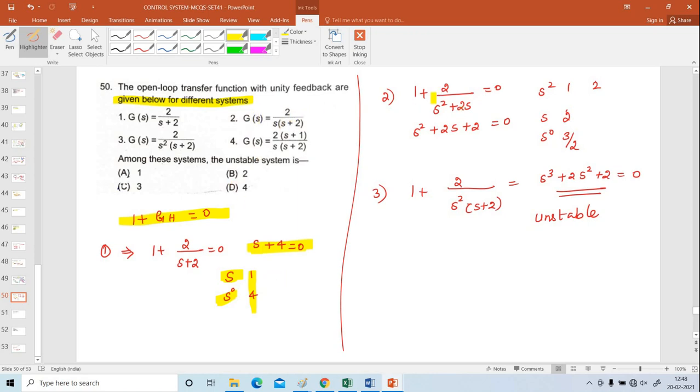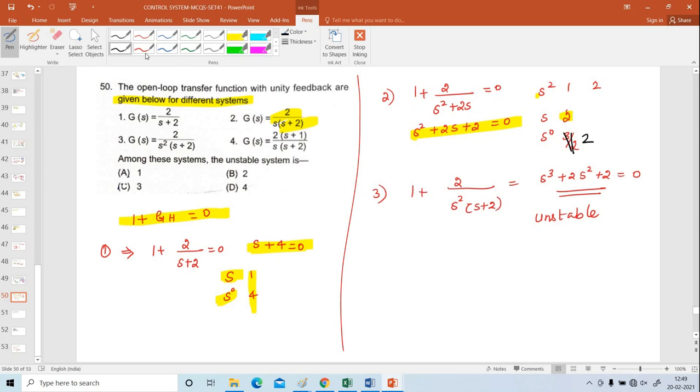And next, 1 plus 2 by (s square plus 2s) equal to 0. S square plus 2s plus 2 equal to 0. Apply the RH criterion, s square, s power 1, s power 0: 1, 2, 2. 2 into 2, 4, 4 minus 0, that is 4 by 2, that is 2.